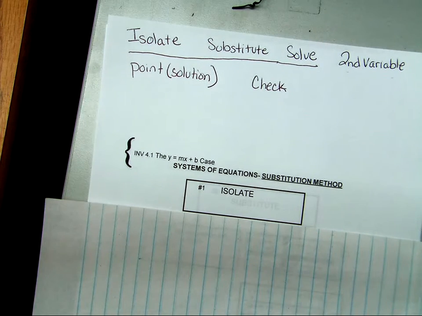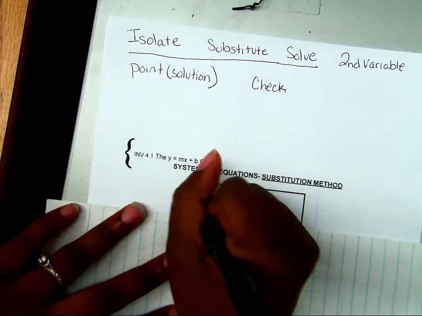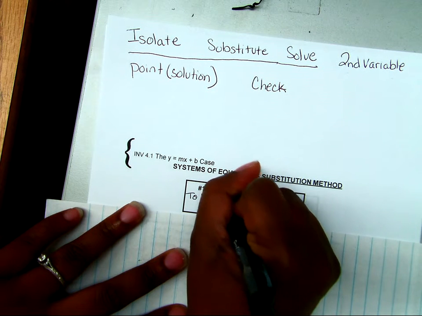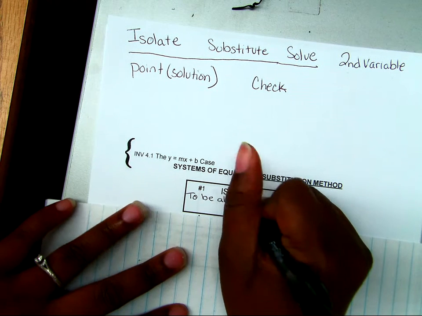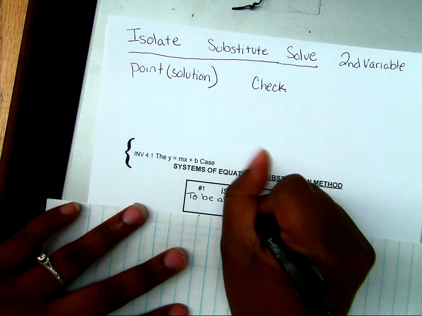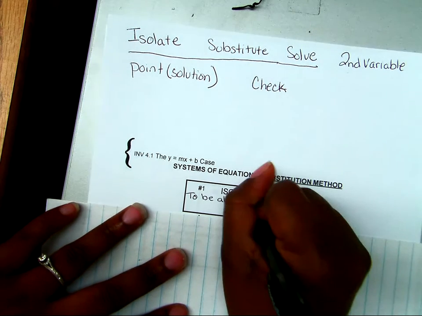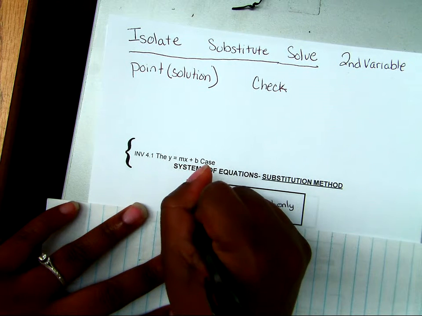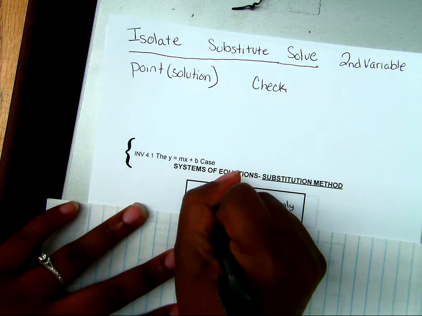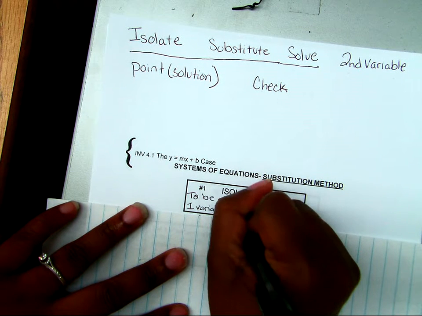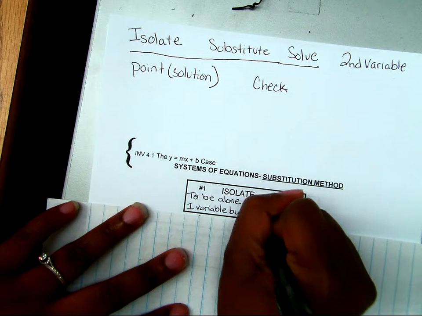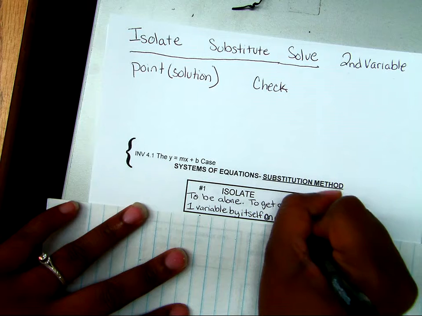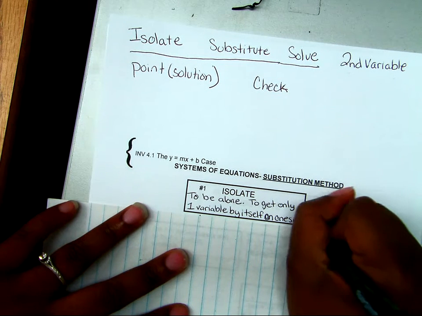First thing you got to do is understand what the word isolate means. To isolate means to be alone. In math, we're saying to get only one variable by itself on one side of the equal sign.